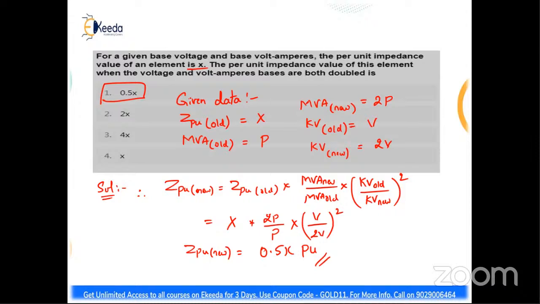So what is being told: for a given base voltage and base volt ampere, the per unit impedance value of an element is X. That is what we have taken. For the element when the voltage and volt ampere bases are both doubled, we have taken the new values as 2P and 2V. Substituting the values in the formula, we got the answer as 0.5x pu.